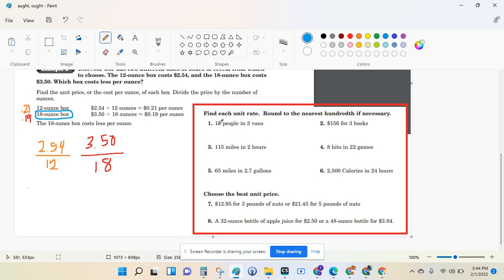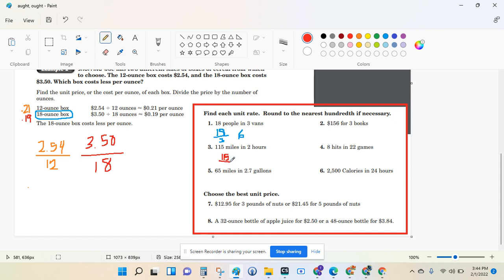So here it says you get 18 people into 3 vans. How many people can go into each one? So we would say 18 over 3. You can do this with a calculator, but if you said 3 into 18, if you know your times tables, you know that that's going to be 6. So you can get 6 people in each van. Alright, let's look at the next one. 115 miles in 2 hours. How many miles did they travel per hour?